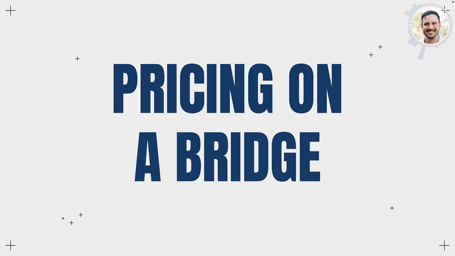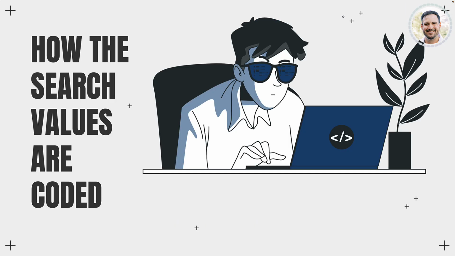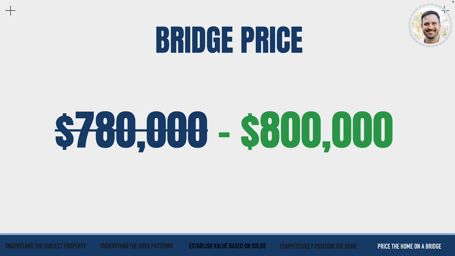So the pricing on a bridge concept is really the idea of catching this level where two buyers are searching, where you get the most traction and most eyes on your property. And it's really kind of interesting because if you think about it, it's how all the search values are coded. Whether you put it in your MLS or people are looking on Zillow or Realtor.com, they're usually by these hundreds or 50s in general. So if we go with the 800,000 versus the 780, we are putting ourselves a little bit in a tied second place position, but we're getting a lot more attention, eyes on our home.